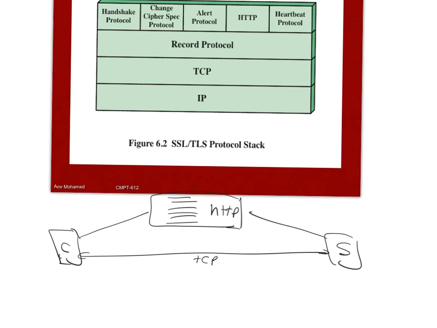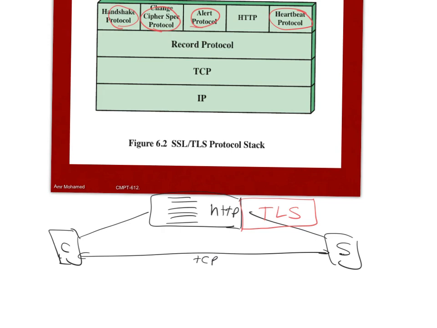Okay? So TLS comes in this picture in two ways. First, in the same session, it adds all of these. It adds the handshake protocol, which is what we'll talk about, and the change cipher spec, and the alert protocol, and the heartbeat protocol. And as you can see, it's at the same level as HTTP.